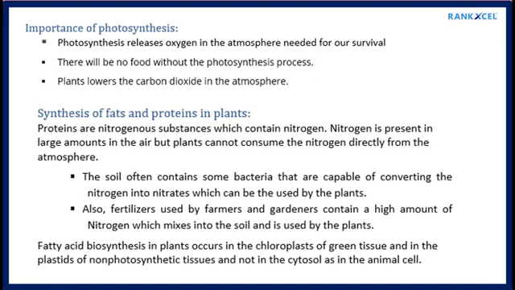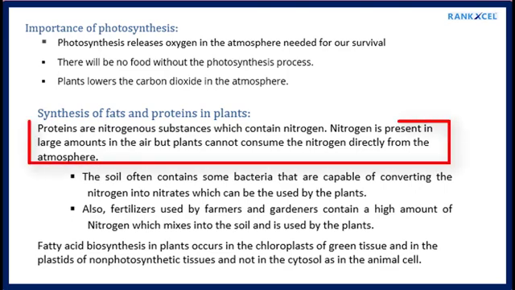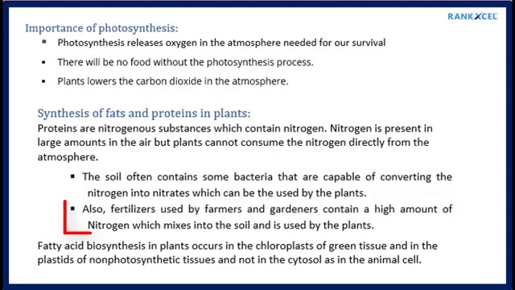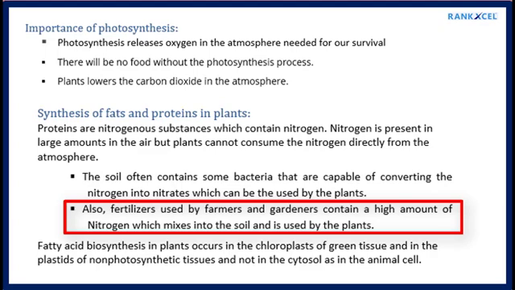Synthesis of fats and proteins in plants. Proteins are nitrogenous substances which contain nitrogen. Nitrogen is present in large amounts in the air, but plants cannot consume the nitrogen directly from the atmosphere. The soil often contains some bacteria that are capable of converting the nitrogen into nitrates, which can be used by the plants. Also, fertilizers used by farmers and gardeners contain a high amount of nitrogen which mixes into the soil and is used by the plants.